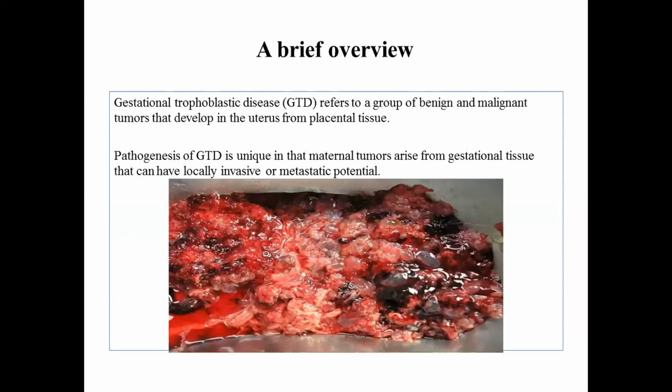Now, to begin with, what is GTN or GTD? Gestational trophoblastic disease refers to a group of benign and malignant tumors that develop in the uterus from the placental tissue. The pathogenesis of GTD is unique in that maternal tumors arise from the gestational tissue that can have locally invasive or even metastatic potential.